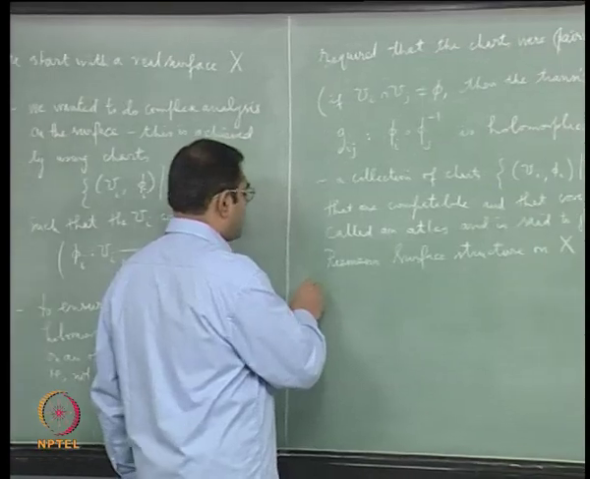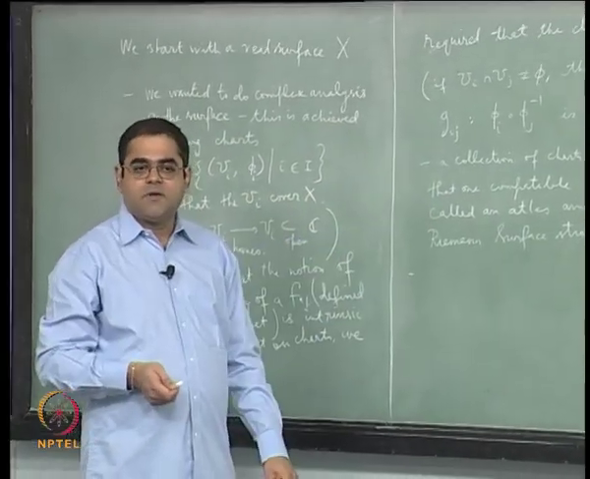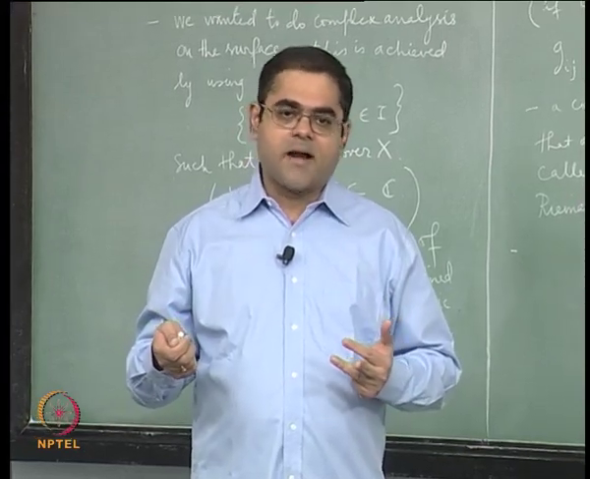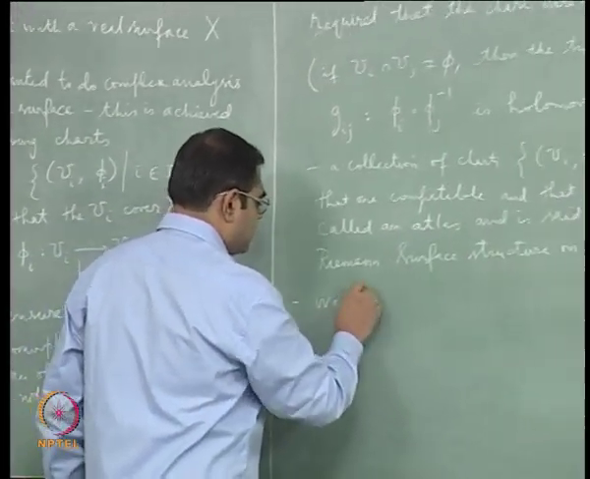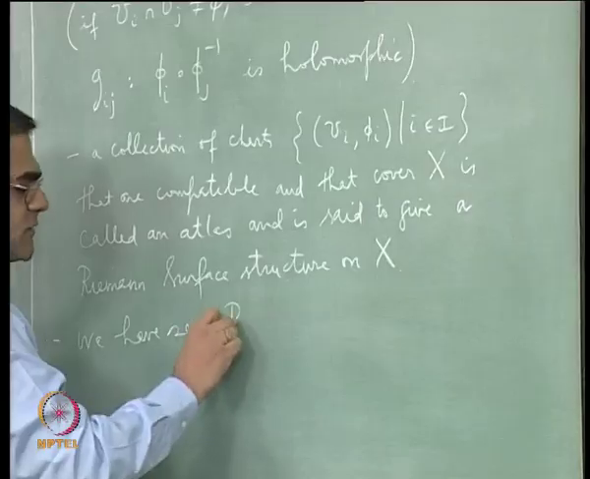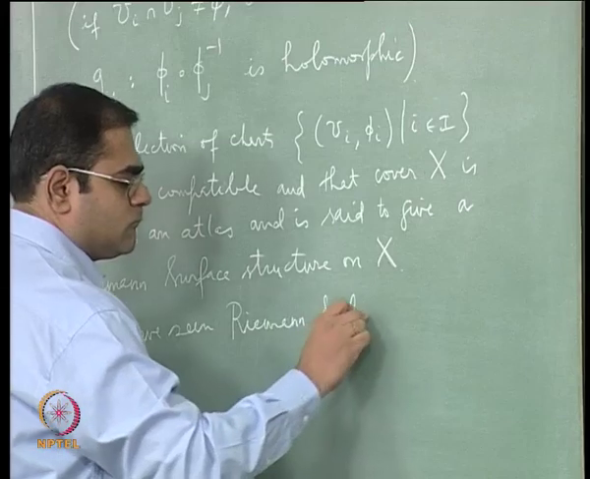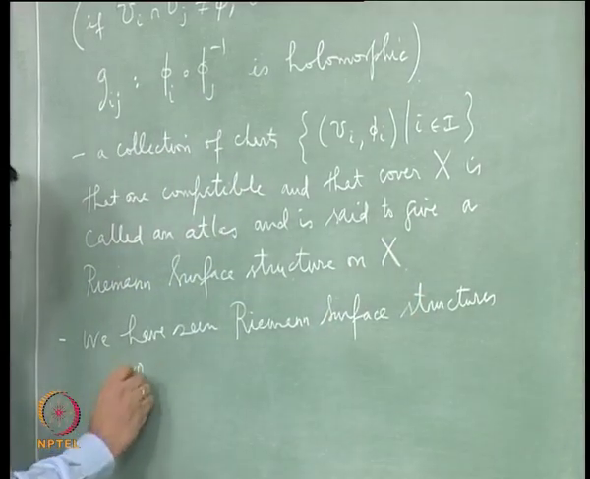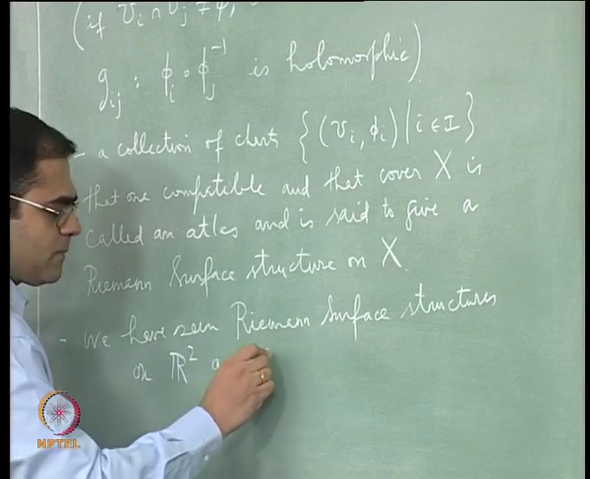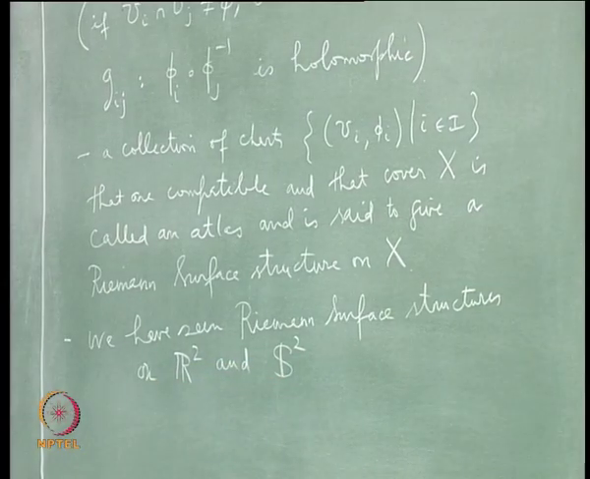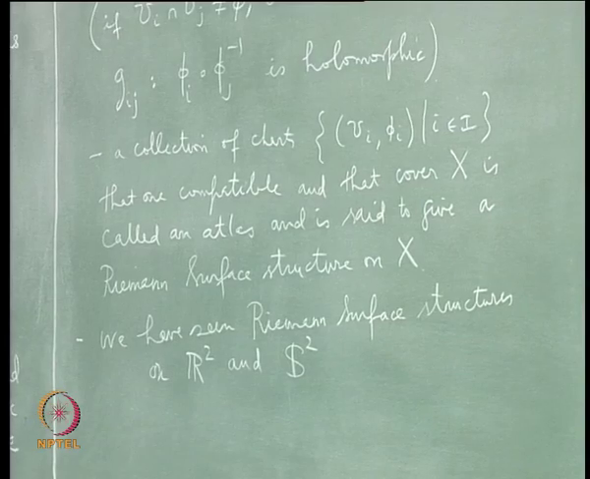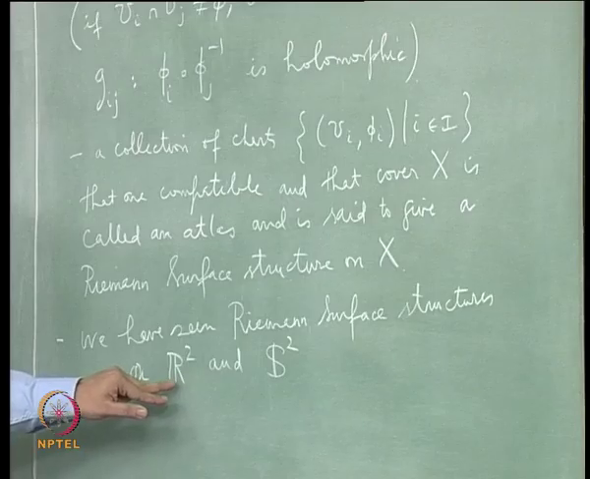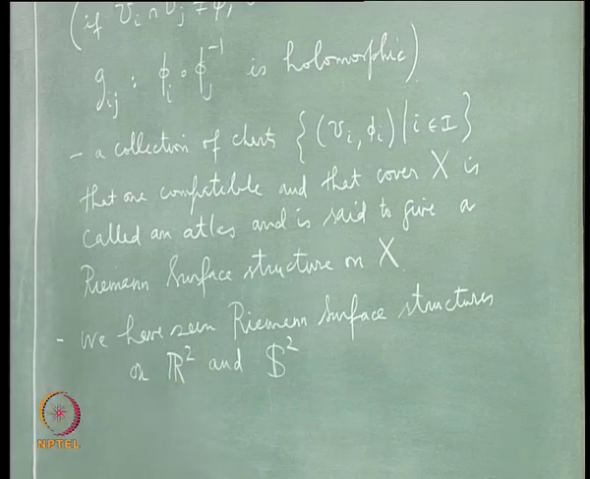So well, after I gave this definition, we have seen in the last lecture how we can give Riemann surface structures on the plane and on the sphere, okay. So we have seen Riemann surface structures on R2 and S2. This is the real plane and this is the real sphere. We have seen examples of that, okay. And I want in particular to recall your attention to the natural Riemann surface structure on R2 that makes it the complex plane, the usual complex plane.